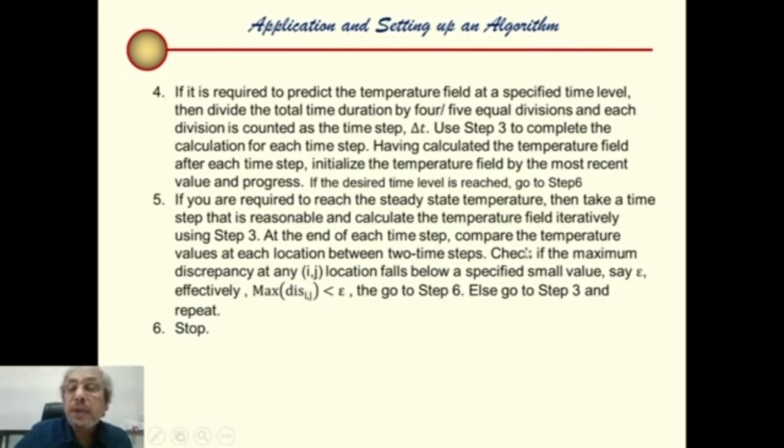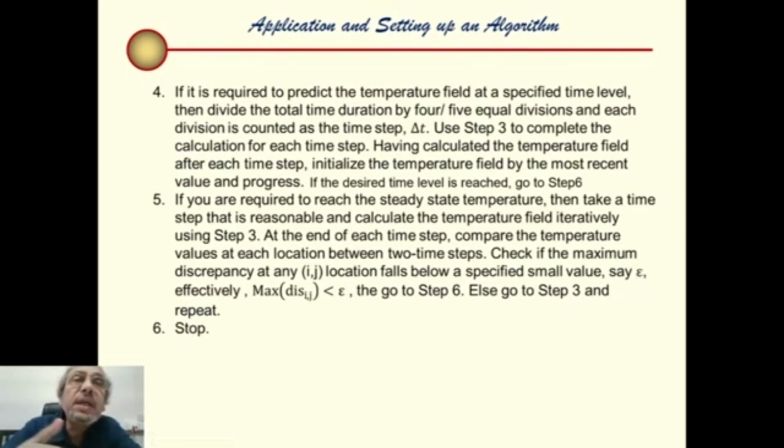At the end of each time step, compare the temperature values at each location between two time steps. At each location, that means T2,2, T2,3, T4,4, T4,5, the same location, what was the temperature at level N and what is at level N plus 1. And this discrepancy you scan over the entire field. Now check the maximum discrepancy at any ij location. The maximum discrepancy can occur at any point. So wherever it occurs, you will keep on iterating and applying boundary conditions till it falls below a specified value, say epsilon. Epsilon may be 10 to the power minus 3, 10 to the power minus 4, something like that.